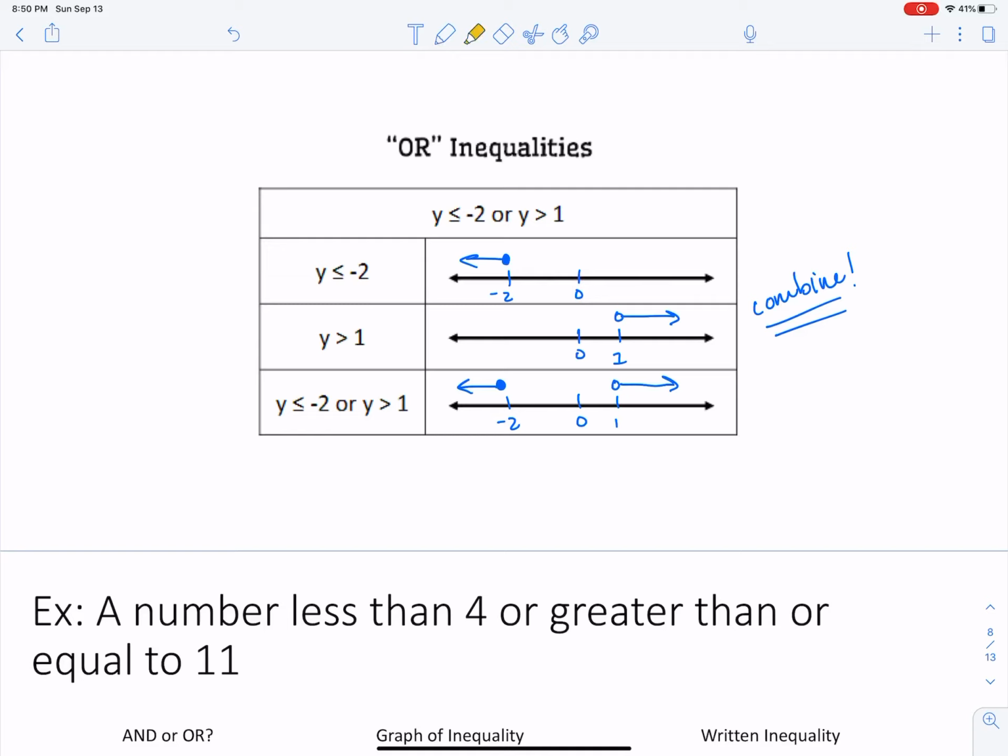And can you go ahead and copy this box down right here? We don't actually rewrite this inequality. We keep it as it is, in this or statement. There's no way to combine it like an and statement.